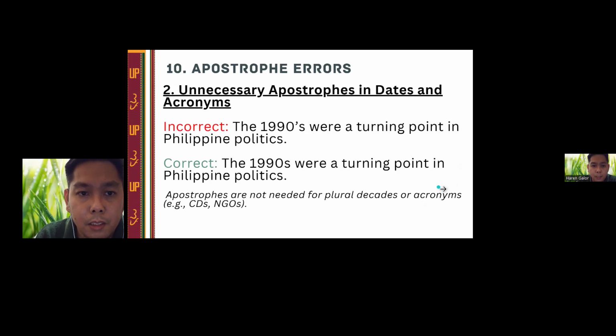Another apostrophe error is when you use an apostrophe to write the plural form of decades or acronyms. Just like in this example, the 1990's, using an apostrophe, were a turning point in Philippine politics. So the plural decades form is actually just adding S, not apostrophe S.